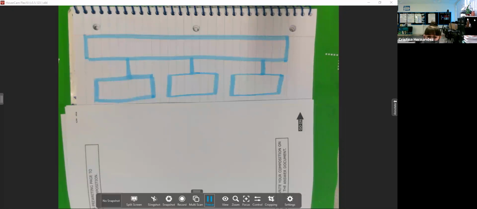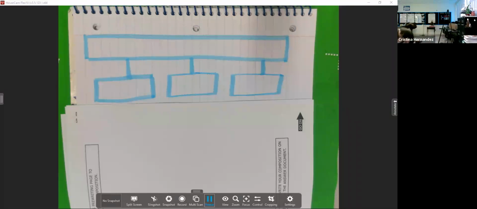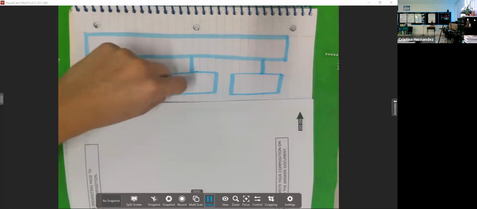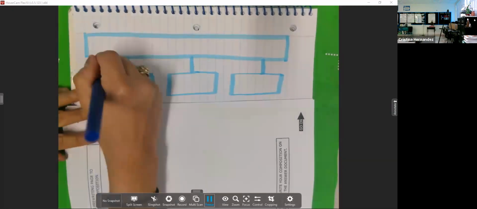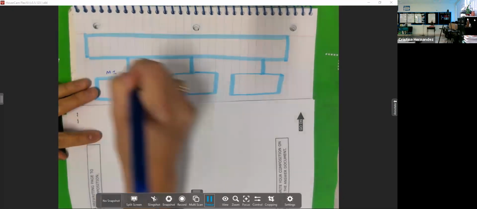Elizabeth? Do we draw that? Yes. Draw this part right here. This is going to be our introduction, main idea one, main idea two, main idea three. Let me put it right here. I'll put main idea one. That's what that means.